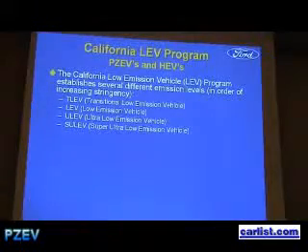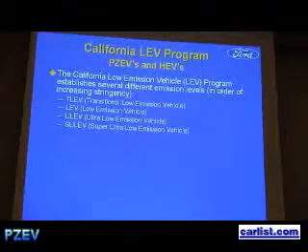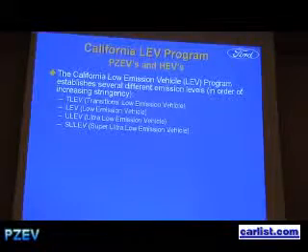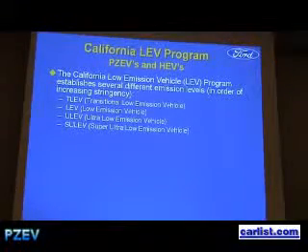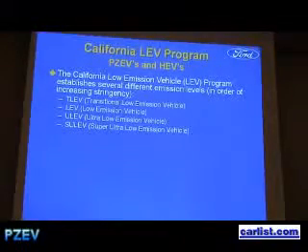Actually, they started the California Low Emission Program in 1993. It was called LEV 1. About 2000, they modified it, and it's now called LEV 2. So sometimes you'll see SULEV 1 or SULEV 2 or ULEV 1 and ULEV 2.